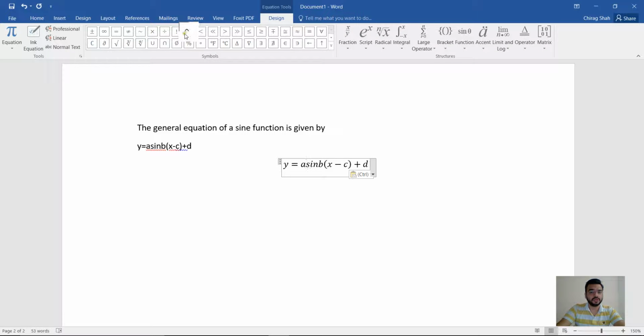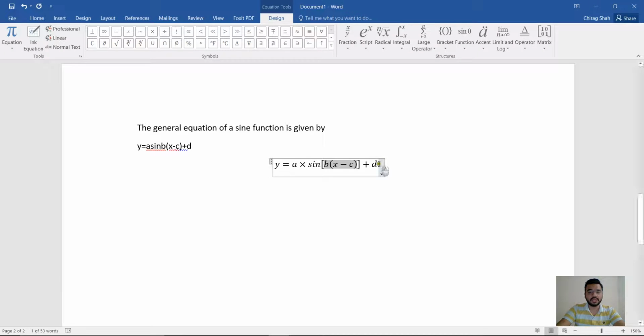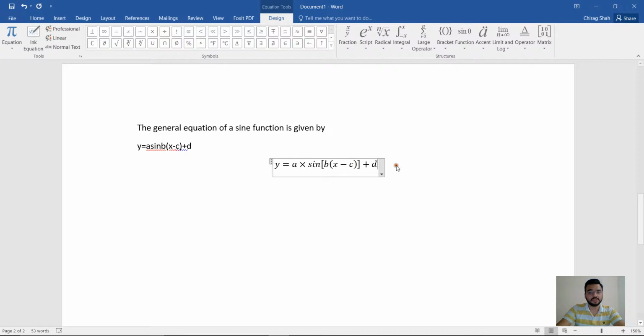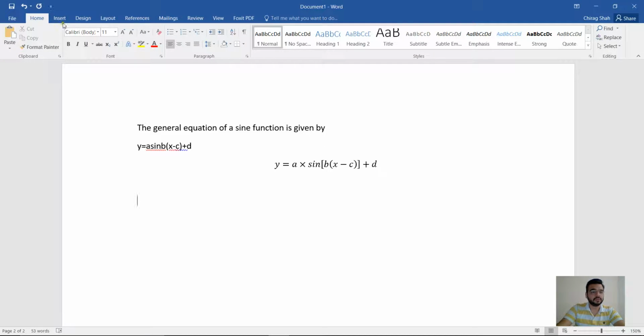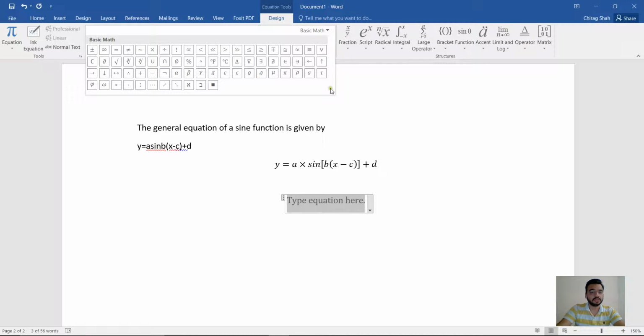Now suppose I want to enter a multiplication sign. As you explore more and more, you will understand that all the symbols are available over here. You can add a multiplication sign, you can add one more bracket surrounding this, and there are other symbols too. Click on more symbols to look at the basic symbols of theta, angle, alpha, beta, gamma, everything is available. But if you're looking for more symbols, you can go to Insert, Equation mode and click on the down arrow, and you can see the basic math is selected over here.